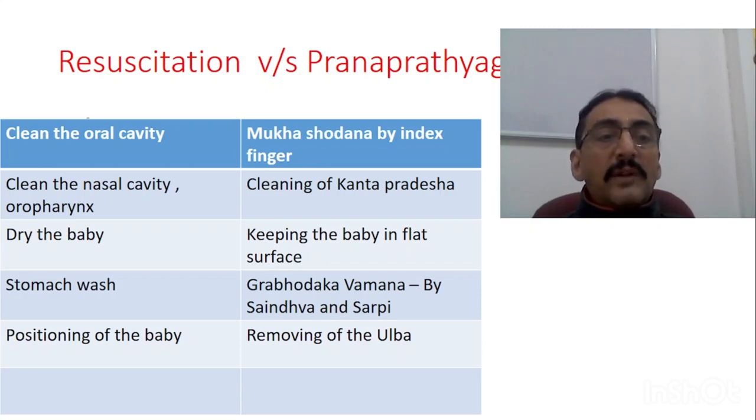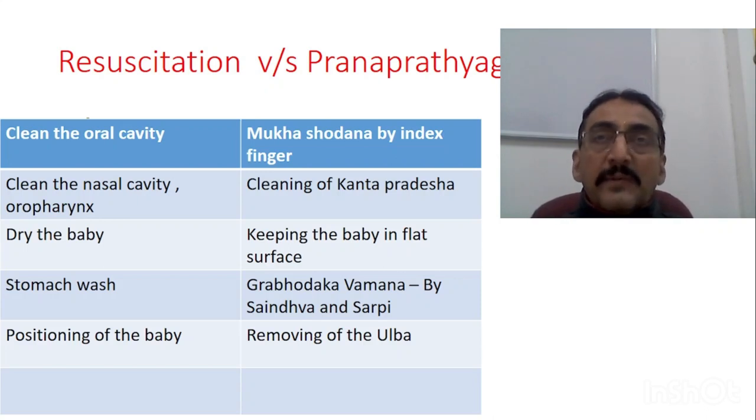Then they say that you have to dry the baby, and to maintain the airway patency, they say stomach wash, because it has to be cleaned properly. And positioning of the baby is very clear. When you keep the baby in the supine position, the neck position is very important. It should not be too flexed or too extended. Both are going to cause closure of the trachea. So it should be semi-extended. Ideally, the eyes of the baby should be facing the roof. That is the ideal position in clinical practice.